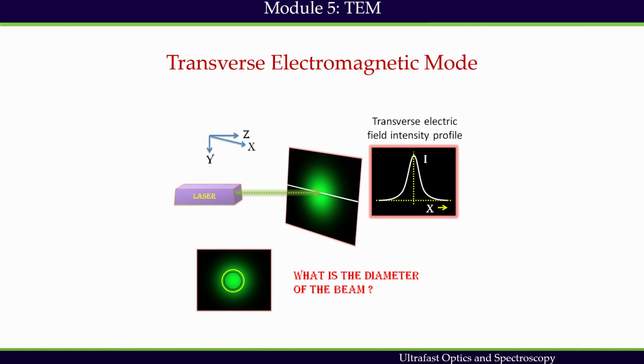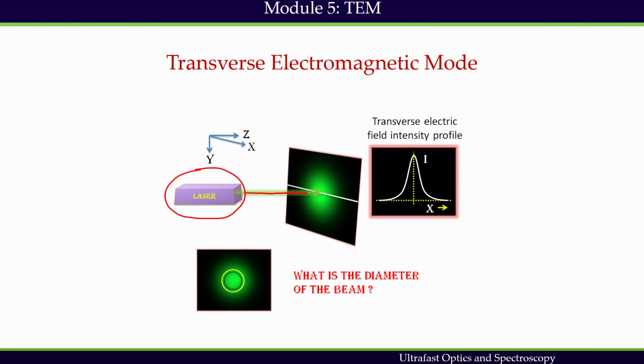Rays are an idealized or oversimplified model of the laser beam. Let's say I have a source, and with a line we show that the laser is propagating along this direction.